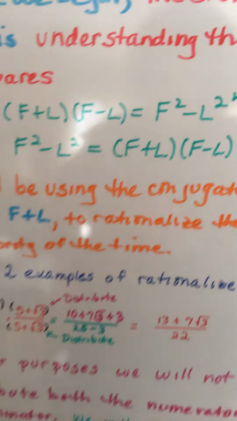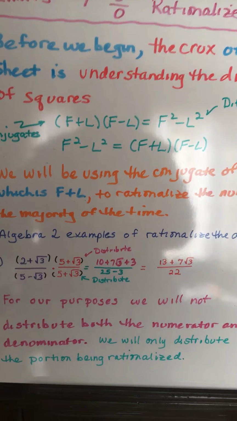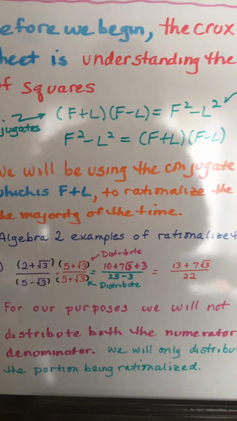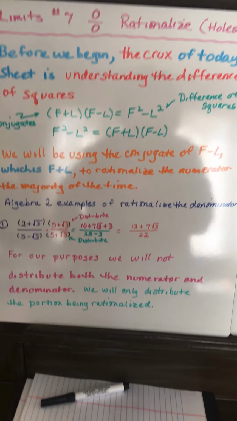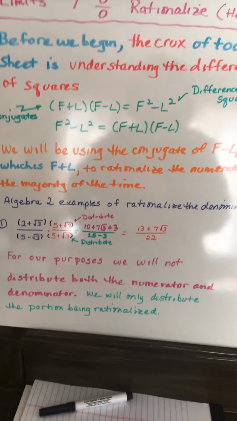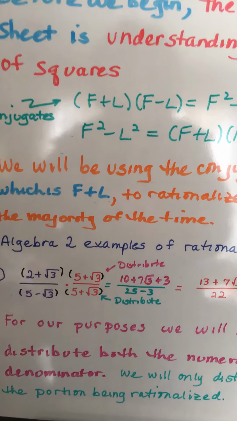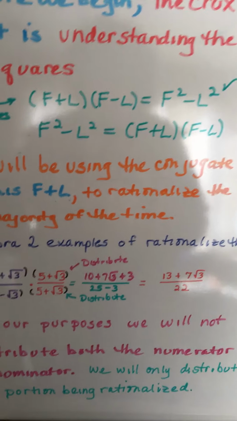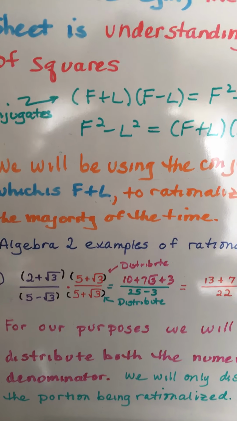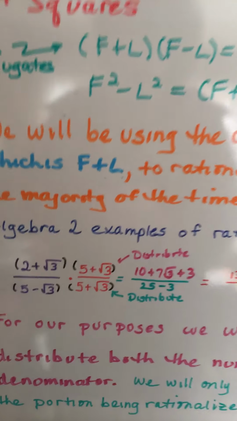Now, we will be using the conjugate of f minus L every single time, which will be f plus L, to rationalize the numerator most of the time, but the denominator when necessary. In Algebra 2, I'm going to do a couple of examples of what you did. You only rationalized, for the most part, denominators. Okay, it was good practice.